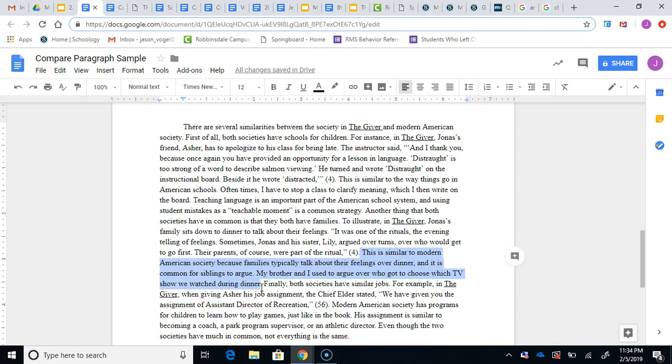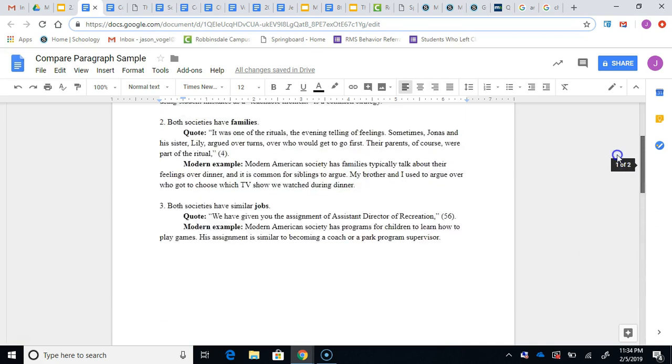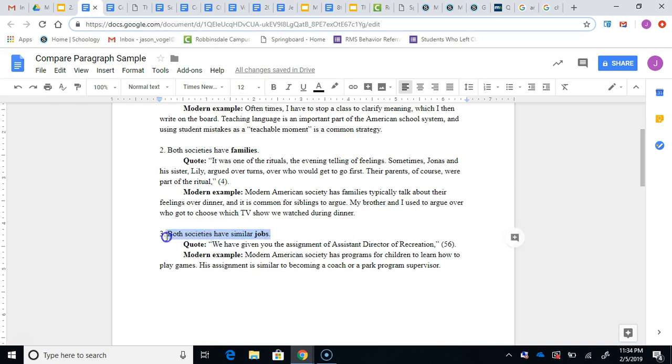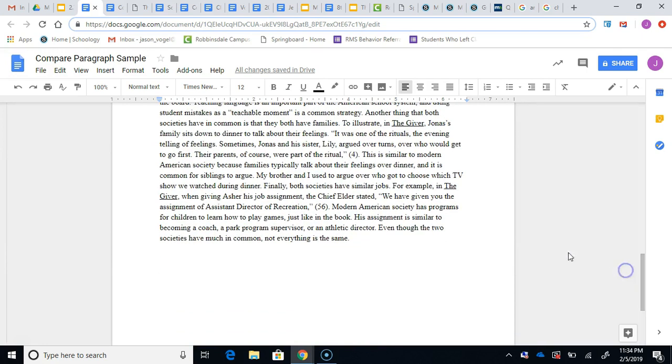Now I can embed my final quotation. Finally, both societies have jobs. It's the same similarity I have from my page. Both societies have jobs. Now I can embed this quotation. I'm going to use TLQC again. For example, in The Giver, when giving Asher his job assignment, the chief elder stated, "We have given you the assignment of Assistant Director of Recreation." I end with a comma, I close my quote, I give my citation, which is the page number, and then I end with a period.